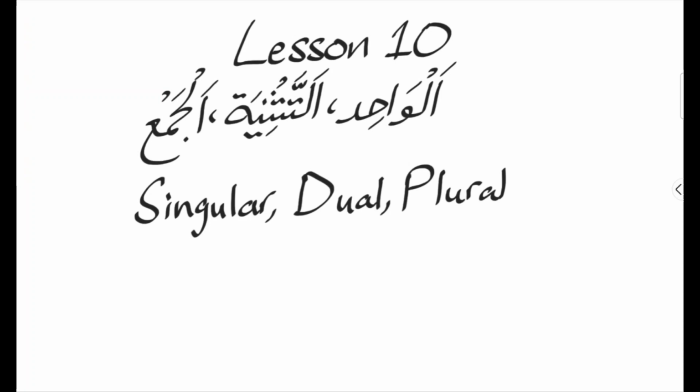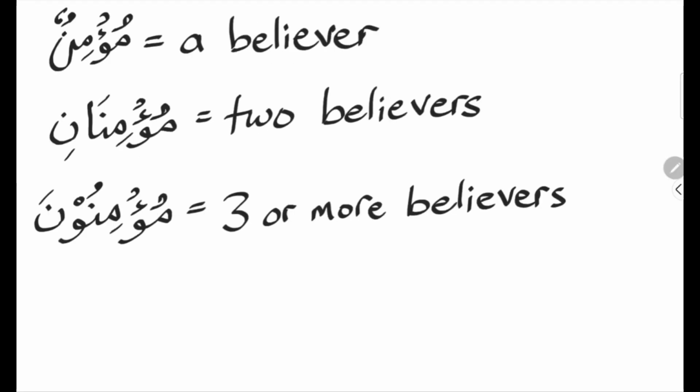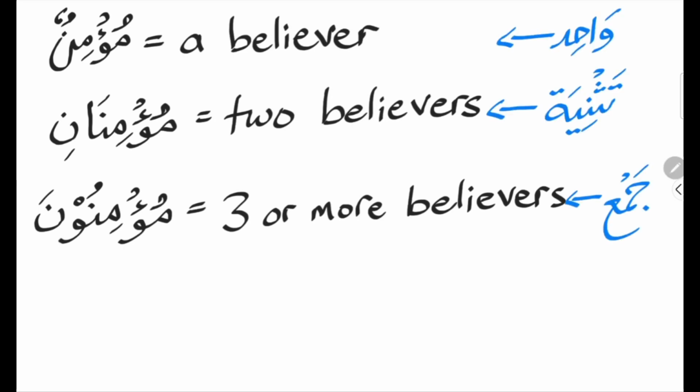Obviously, it's not the action that's dual or plural, it's the people doing the action that are dual or plural. So anyways, just like verbs, nouns are also dual and plural. For example, mu'minun means one believer, mu'minani means two believers, and mu'minuna means three or more believers, multiple believers. In Arabic, singular is called wahid, dual is called tathniya, and plural is called jama.